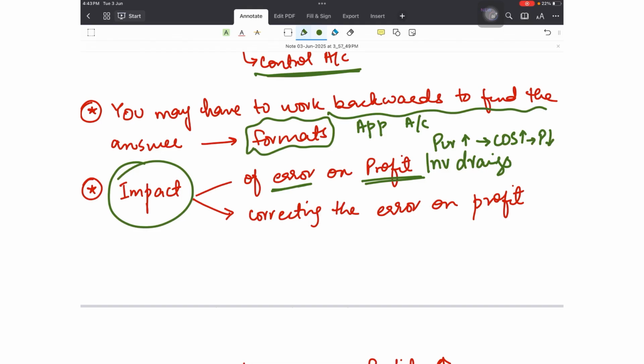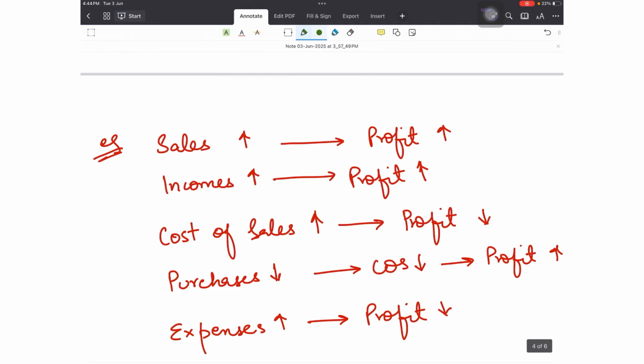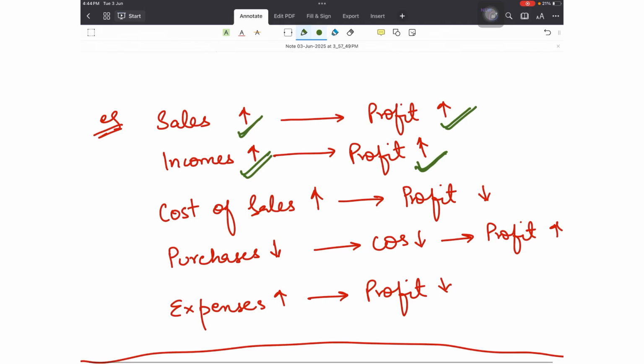But sometimes you have to find out the impact of correcting that error on profit. So read the question very carefully. Lastly, some other examples related to statement of profit or loss. For instance, if your sales will increase, your profit will also increase, and vice versa. And if your incomes will increase, similarly profits will also be increased. But if your cost of sales will increase, your profit will decrease.